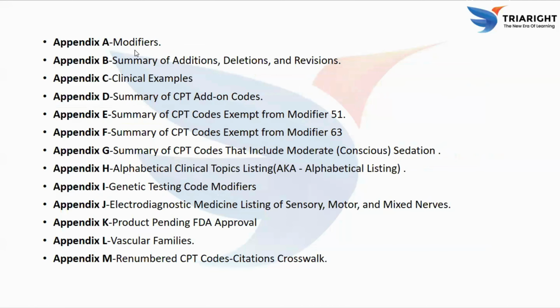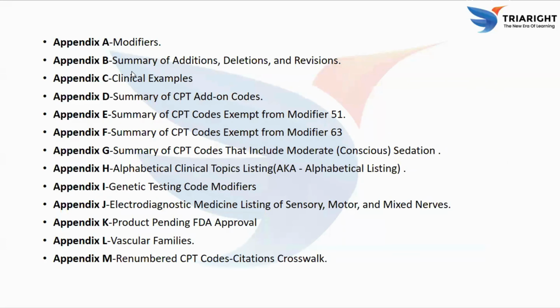So Appendix A contains modifiers. Appendix A is a list and explanation of all the CPT modifiers. For example, 26, 50, 51 and 59. This appendix tells why and when to use a modifier. This is very important for correct billing and also reimbursement. For example, modifier 26 is for professional component only.